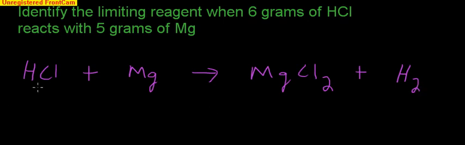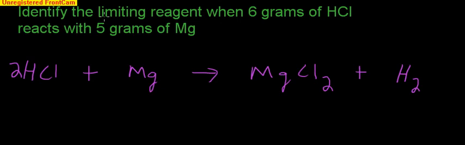Now let's double check and make sure that it is balanced. I'm going to start with chlorine. I've got 1 chlorine on the left. I have 2 chlorines on the right. So if I put a 2 in front of the HCl, that's going to give me the 2 chlorines that I need. Look at magnesium. I have 1 magnesium on the left. I have 1 magnesium on the right. Now let's double check hydrogen. I have 2 hydrogens on the left, and here I have 2 hydrogens on the right. So this is a correctly balanced chemical equation as we have it written.